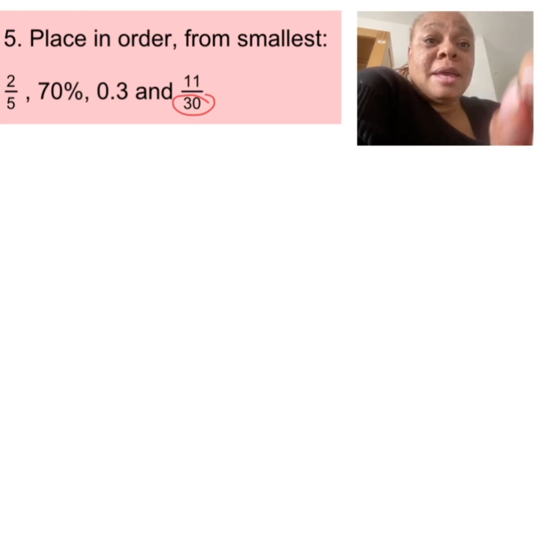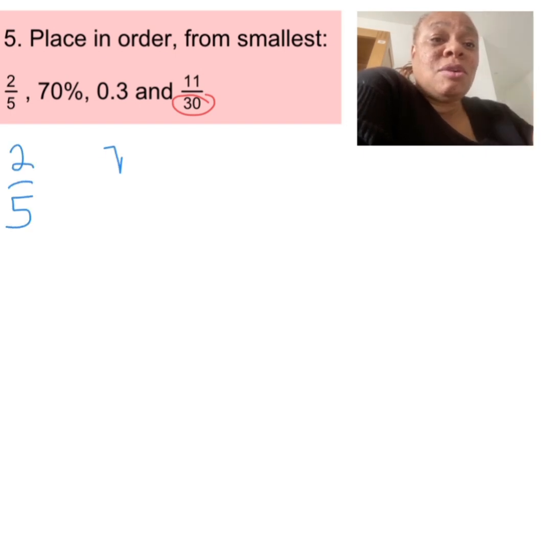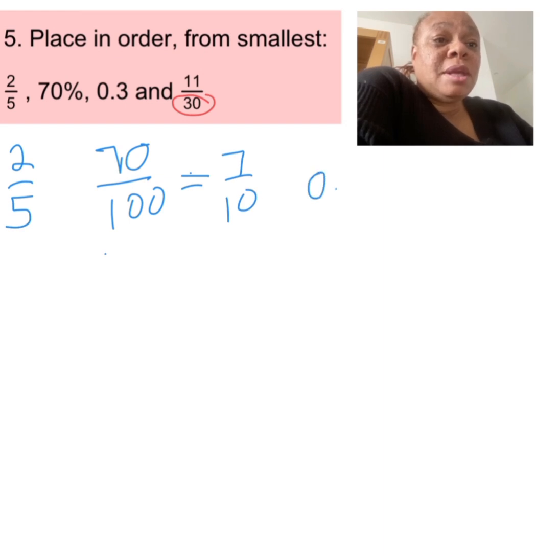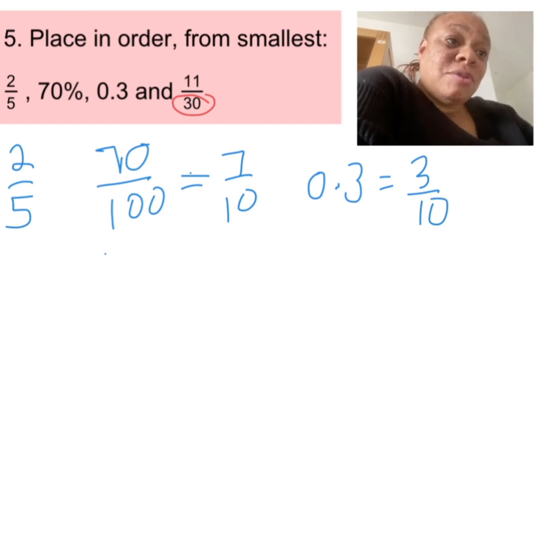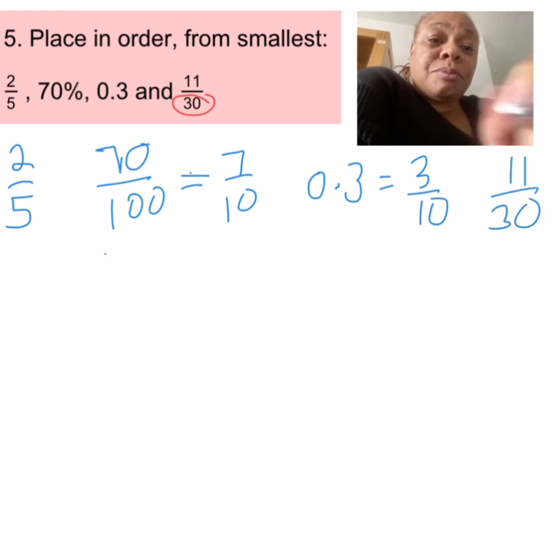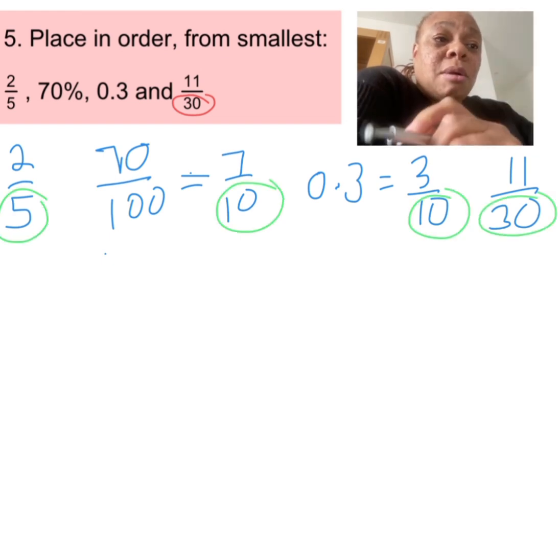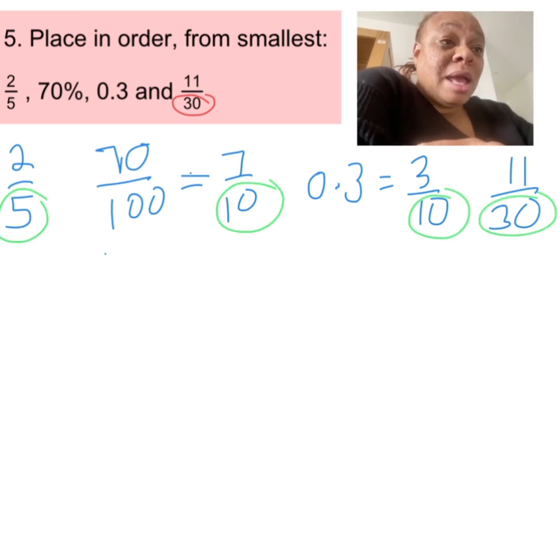So what I have is 2/5, which is already a fraction. Then 70%, which is 70 over 100, and which we can simplify to 7 over 10. And then we've got 0.3, which is the same thing as 3/10. And then, of course, we have 11 over 30. So far, what we have is these denominators, and we want to make a common denominator of 30 because 30 is the lowest common multiple of all these numbers. So let's deal with the first one, 2/5.